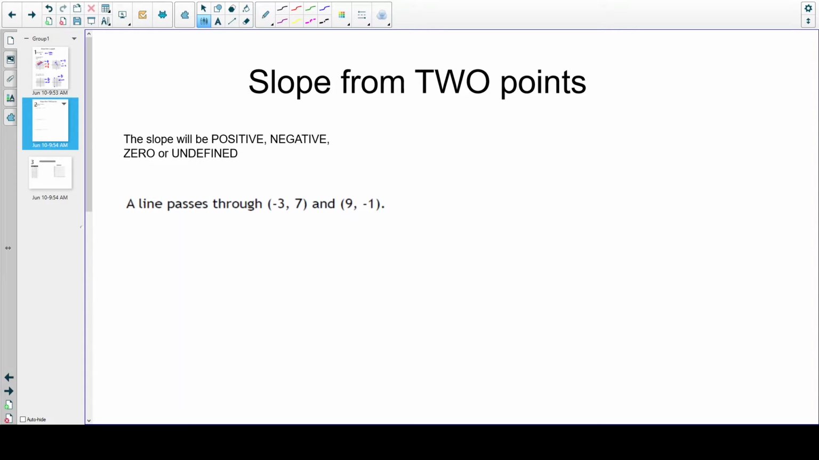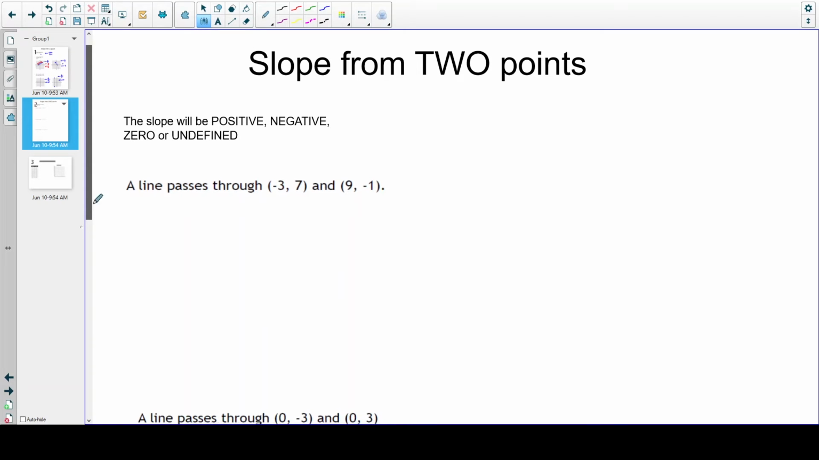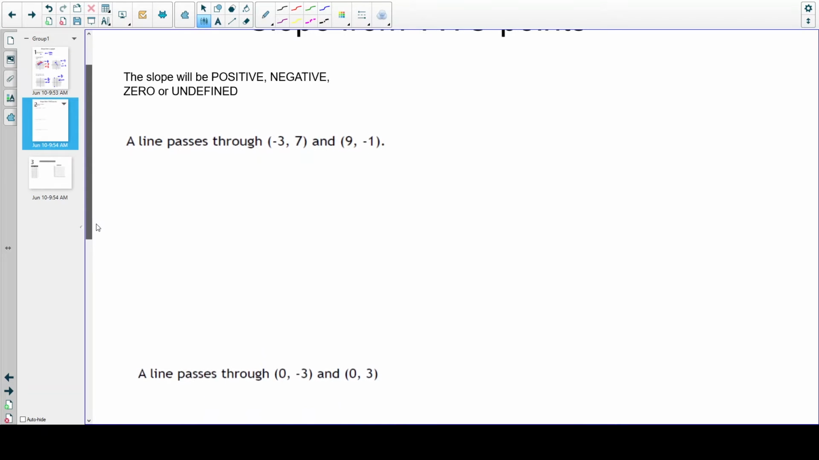The next thing we're going to learn about when we're talking about the graphing unit for slope is finding slope from 2 points. Now, I like to always make a sketch. I usually try to always make a sketch. Doesn't have to be pretty, but I know that the point -3, +7 is somewhere up here. Okay? And I know that 9, -1 is somewhere here.